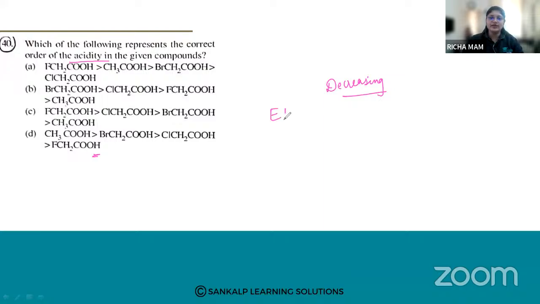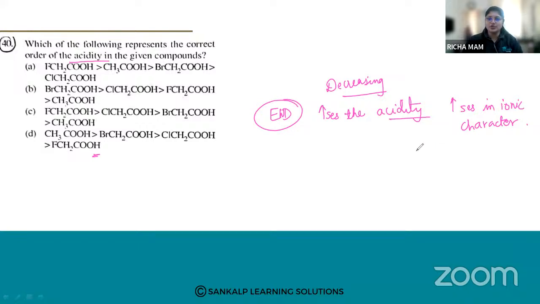So we know that whenever we have electron withdrawing groups or electron withdrawing substituents, what will happen? It will increase the acidity. How does it increase the acidity? By increasing the ionic character of your OH group, by inductive effect.